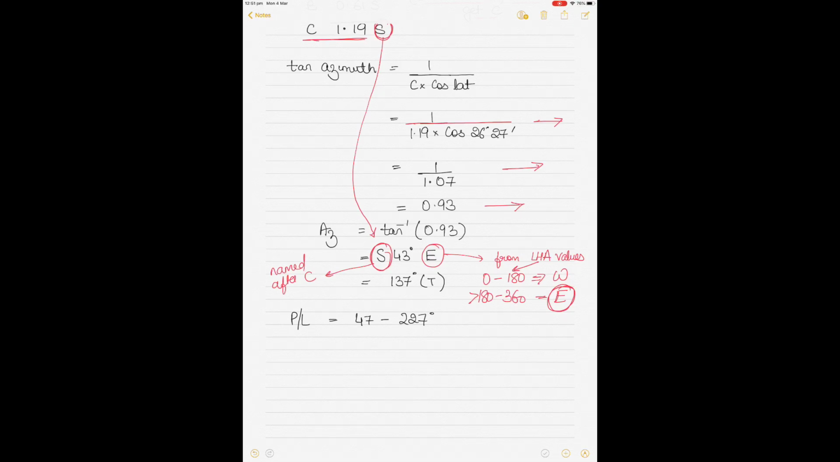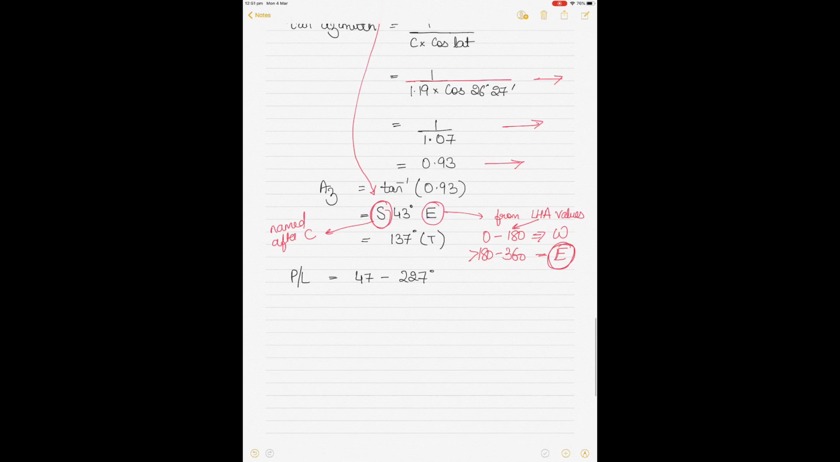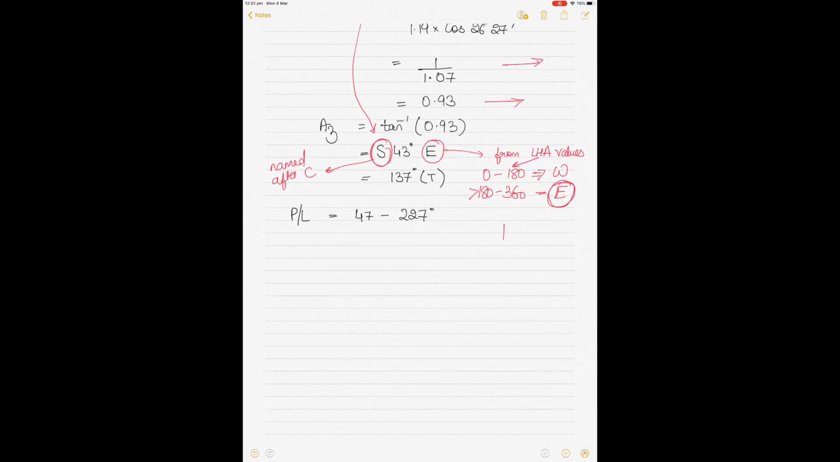So once you get azimuth south 43 east, this equals 137 degrees true. How or why? It works like this. This is north, this is south, and this is east, right? This is west. South 43 east means somewhere here. South 43 degrees east, this is 180 and this is 090, so somewhere here will be 137 degrees. That's why your azimuth is 137 degrees true.